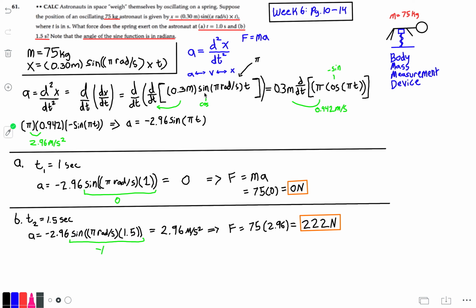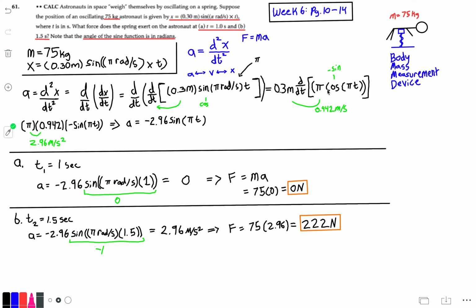And we can remember that the derivative of sine is cosine. And so we have this equation here. From here, we're going to multiply pi by 0.3 meters, and this is going to give us 0.94 meters per second. And from here, we just need to do some simplification.